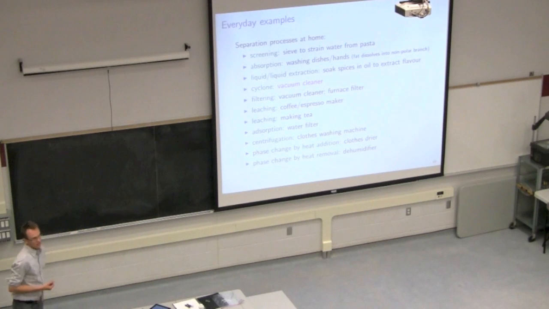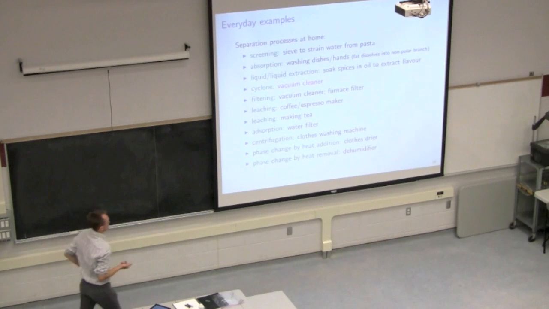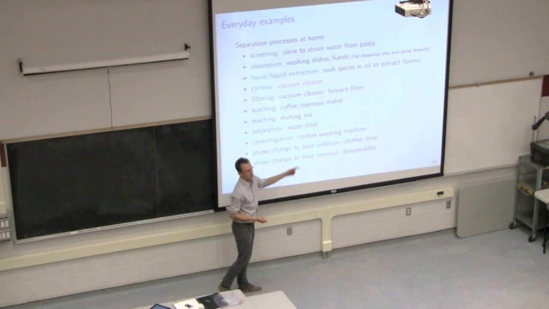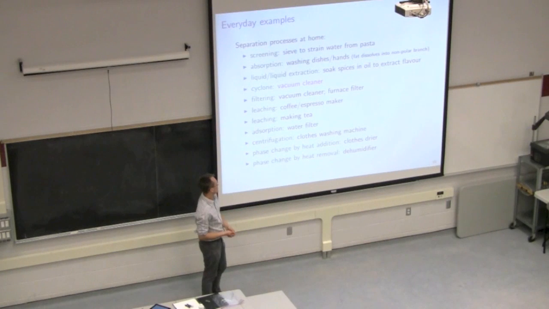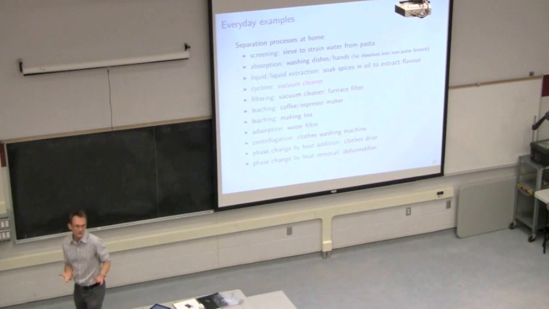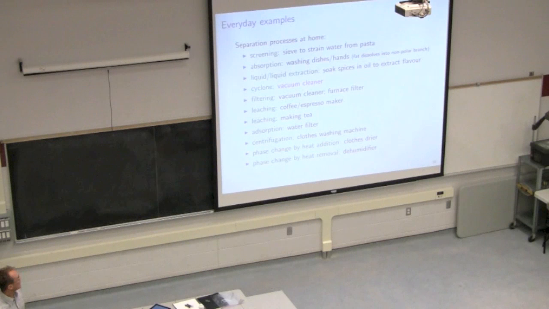Centrifugation, you've seen when you're washing your clothes, the spin cycle at the end to remove the water. We're going to look at centrifugation in quite some detail in this course. We'll look at other phase separations taking place near the end. Where we induce a phase change by adding heat, we see that every day in our clothes dryer, or you can induce a phase change by removing heat. That's a dehumidifier. So we've seen all these separators around us in our daily lives. We just see them on larger scales in the chemical industries, in the food manufacturing industry.